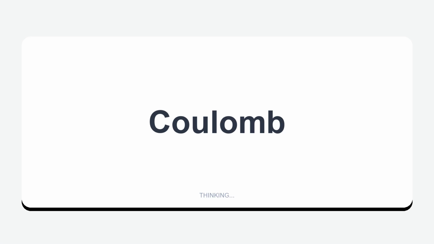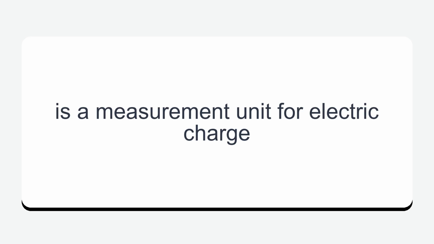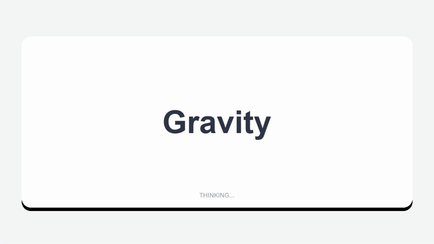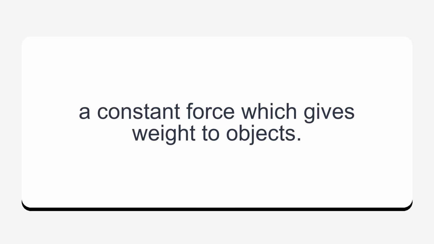Coulomb is a measurement unit for electric charge. Gravity: a constant force which gives weight to objects.